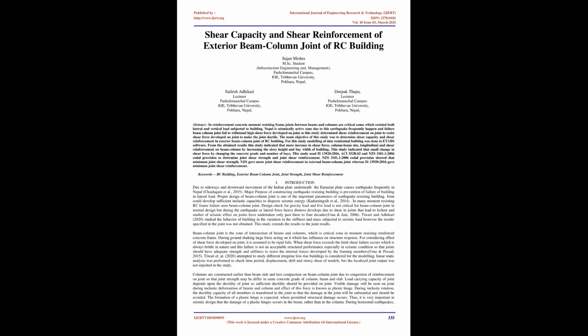The main objective of this study was to determine shear capacity and shear reinforcement in exterior beam column joint of RC building. For this study, modeling of 9 residential buildings was done in ETABS software. From the obtained results, the study indicated a large increase in shear force, column and beam size, and longitudinal and shear reinforcement of beam and column by increasing the story height and bay width of the building. This study indicated only a small change in shear force by changing the concrete grade and number of bays.